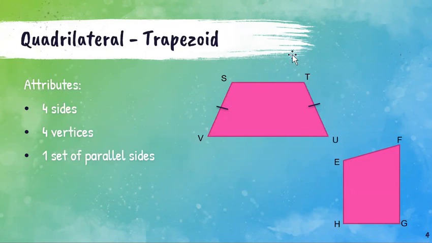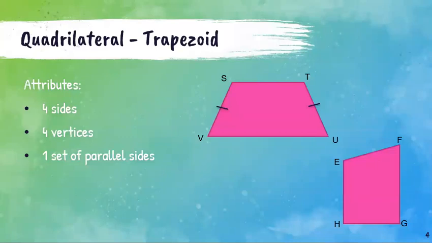And a lot of times for a trapezoid, when you see it drawn, this is kind of the traditional shape that you'll see. But this is a trapezoid here as well. This figure is a trapezoid. So this figure has 4 sides. It has the 4 vertices. And it does have 1 set of parallel lines.